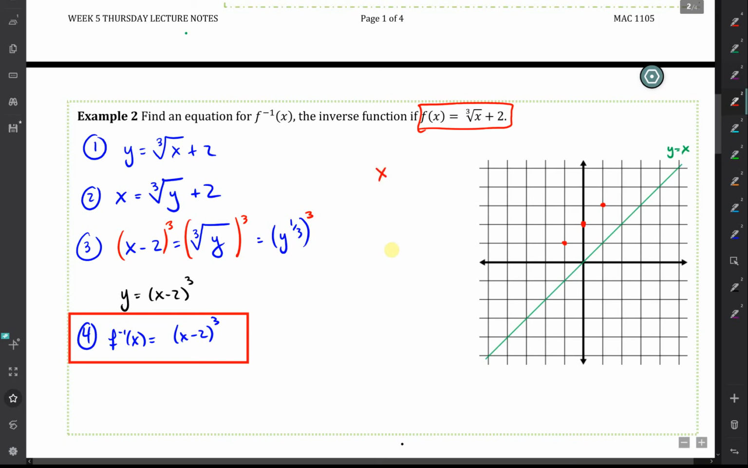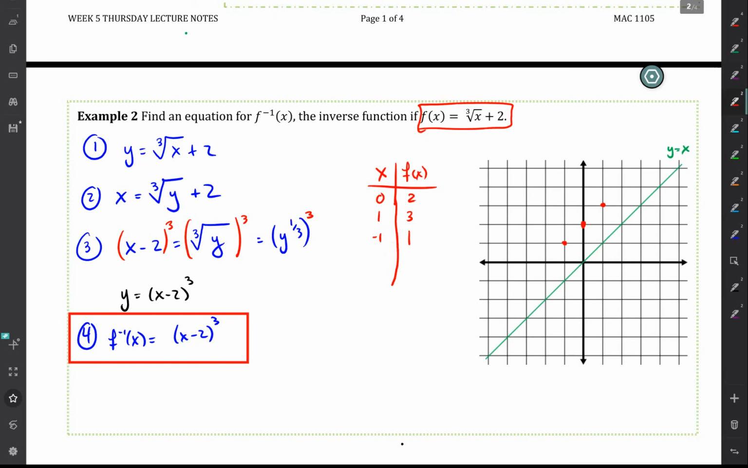So if you plug in an x value, your f of x value will be the cubed root of that plus 2. So let me pick some values. If I plug in 0, I get 0 plus 2. So that's where I got that point. And if I plug in 1, I get cubed root of 1 is 1 plus 2 is 3. And if I plug in negative 1, I get the cubed root of negative 1 is negative 1 plus 2 is 1.